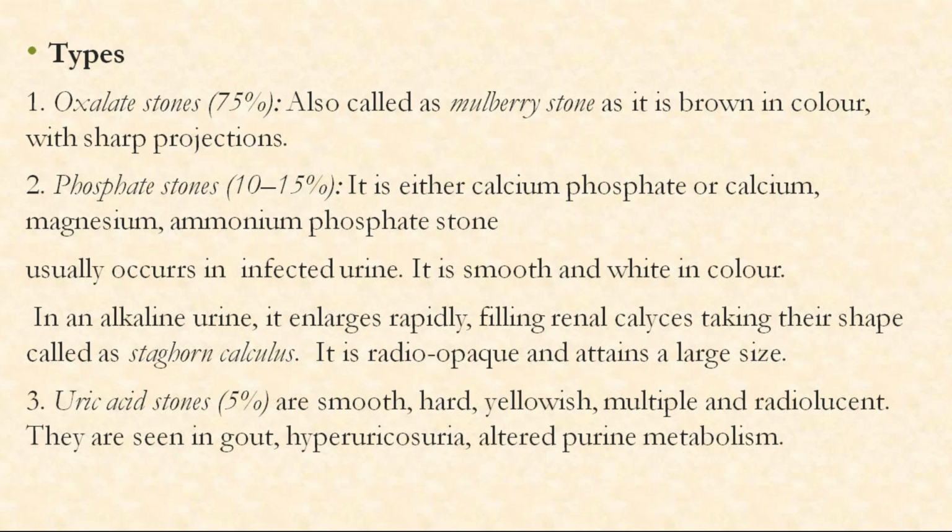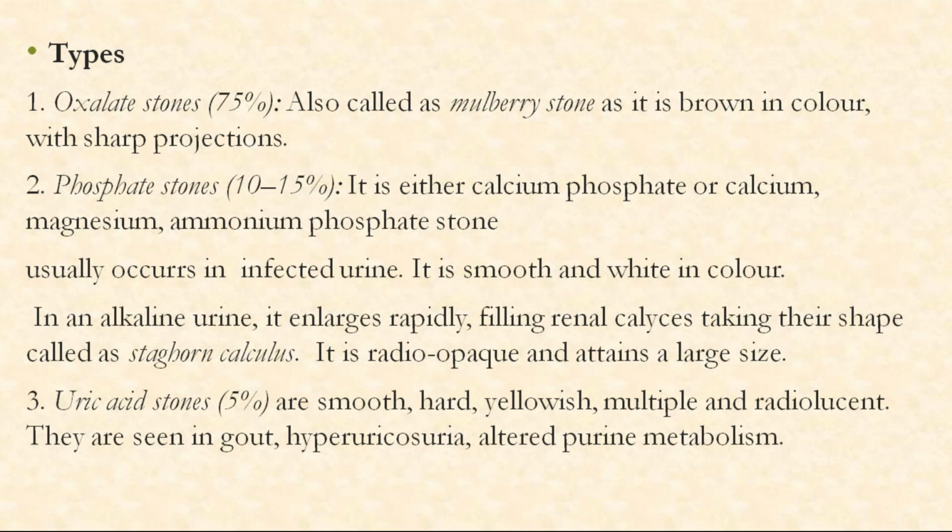Commonly, oxalates. So 70% of the stones are calcium oxalates. What is the color of these calcium oxalates? It is also called mulberry stone. These stones are brown in color with sharp projections. So brown and sharp projections are there. You can think of it as an oxalate or mulberry stone.